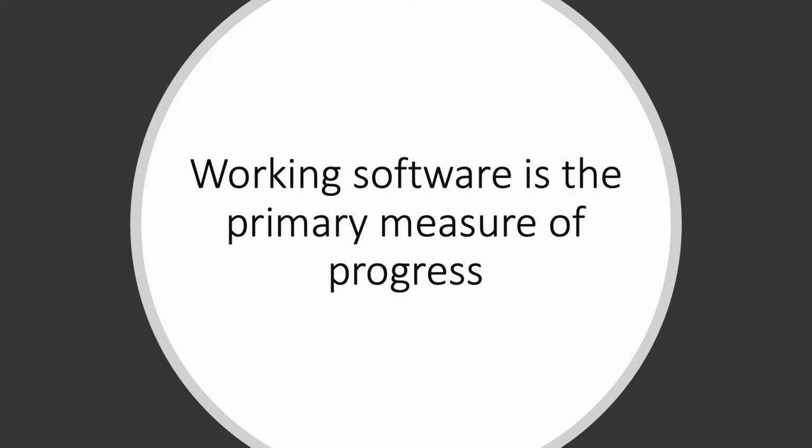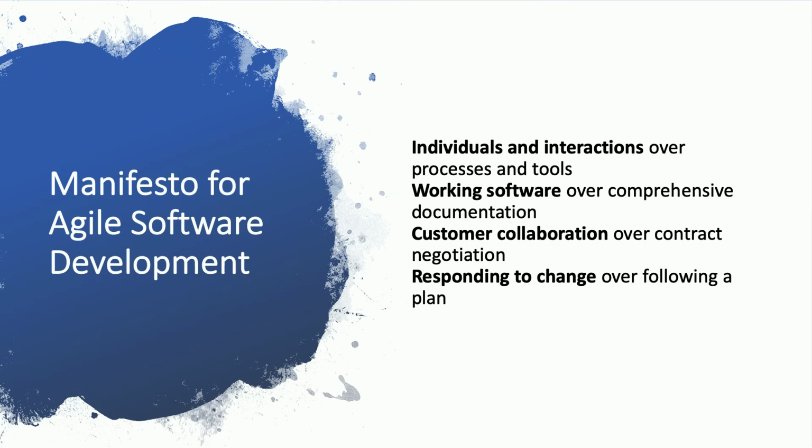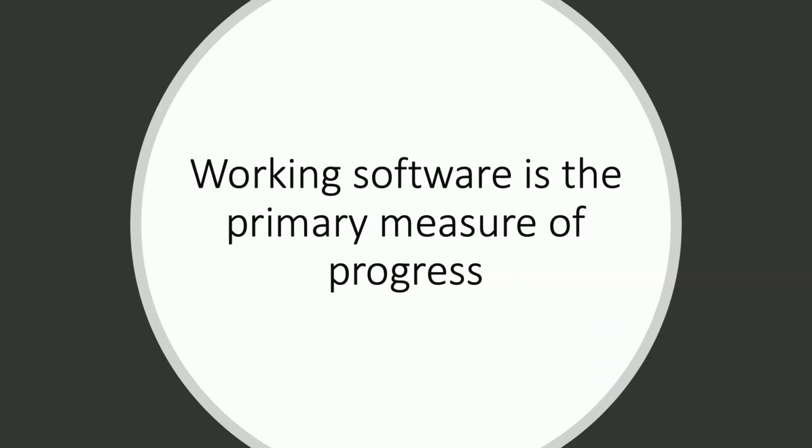All right, so the last one I'm going to talk about here is working software is the primary measure of progress. Again, earlier we talked about one of the Agile Manifesto principles. I'll just pull it up right here. Working software over comprehensive documentation. You want something that works. Something that works is more important than a fully written out plan of how it's going to work.